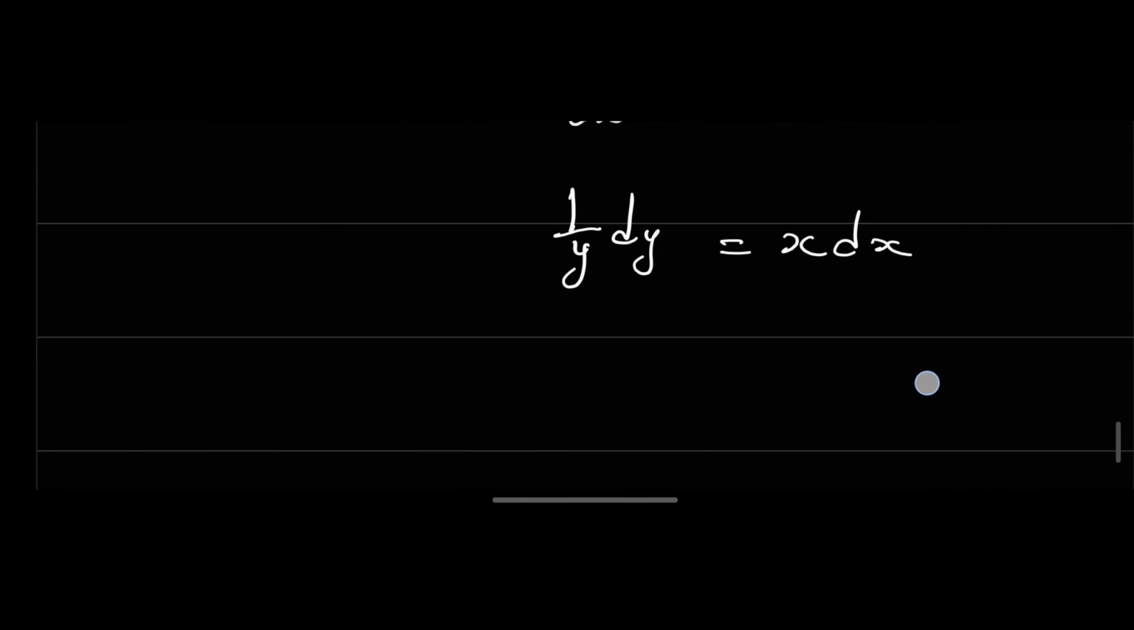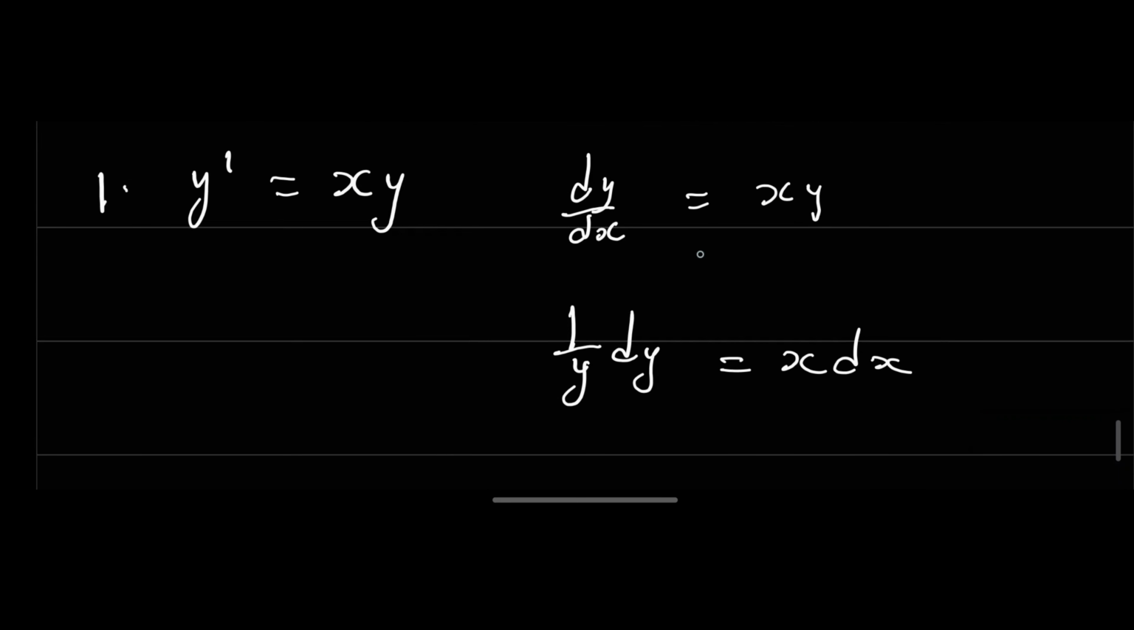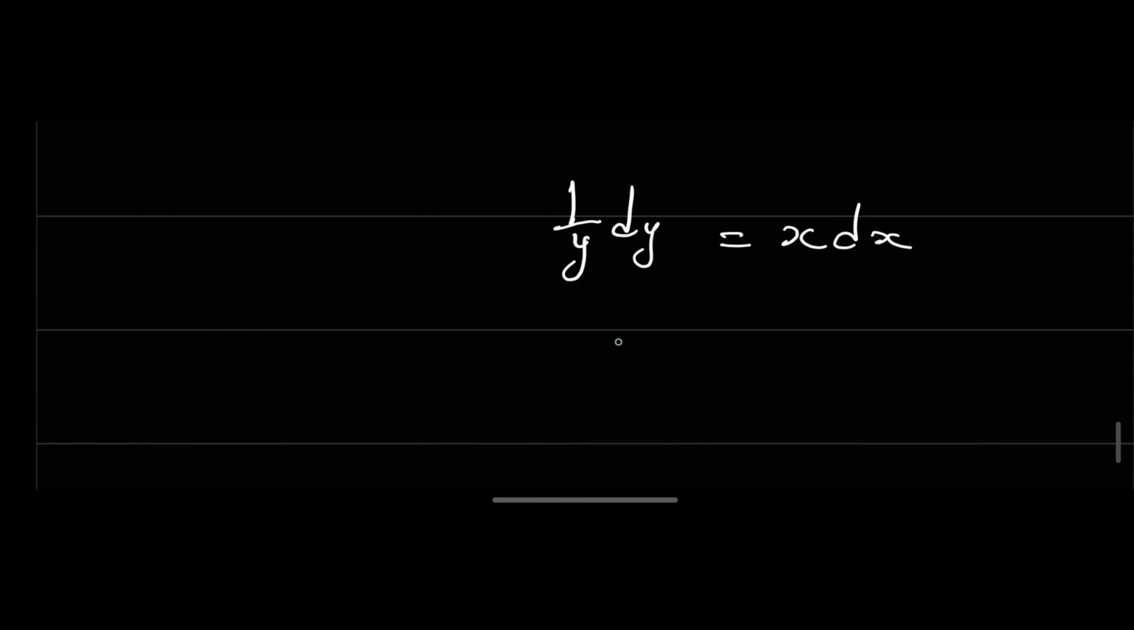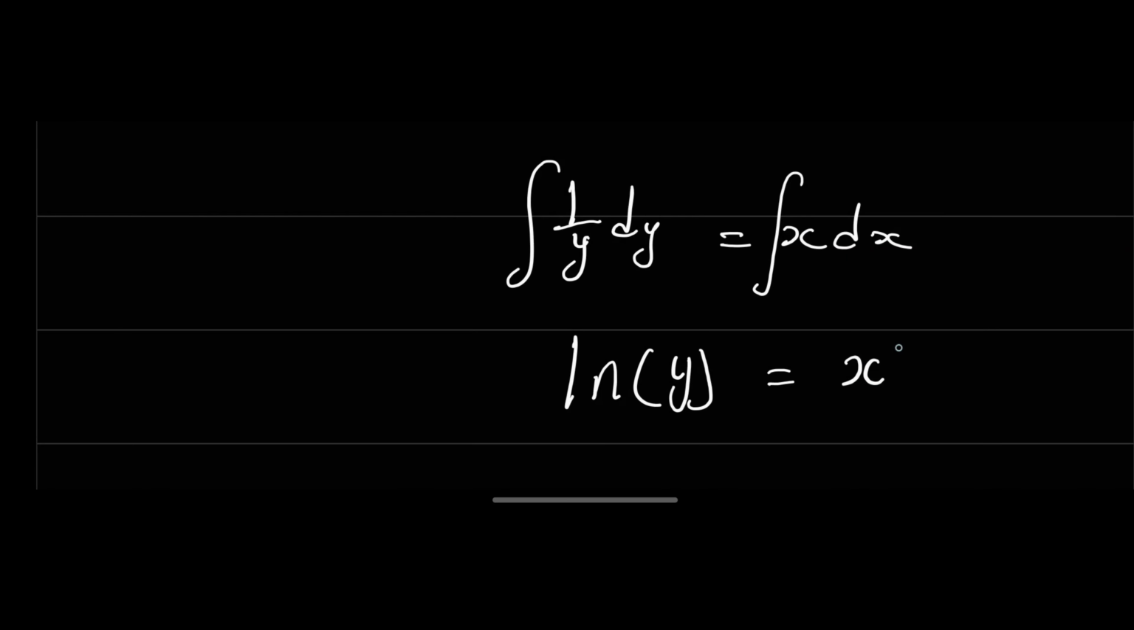Well, from here, where do we go to? You can take a moment to convince yourself how we get from here to here. Then if we want to integrate, we integrate here, and we get something like, if you're integrating this with respect to y, you should get the natural log of y. And if you're integrating this, you should get, using the power rule, x squared over 2, but you need to add a constant.